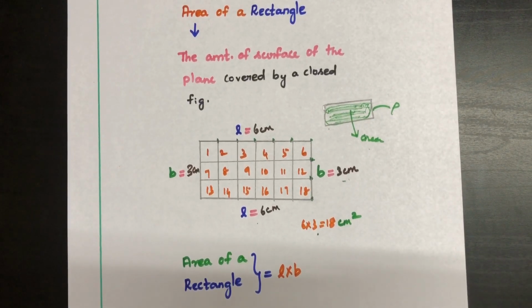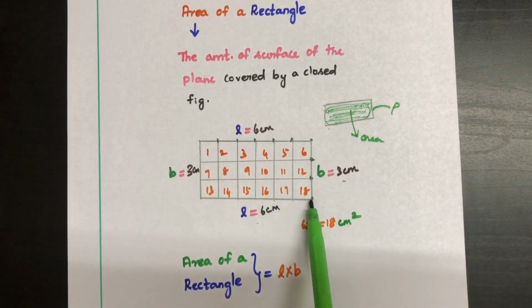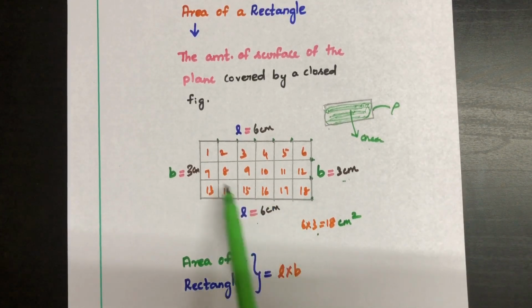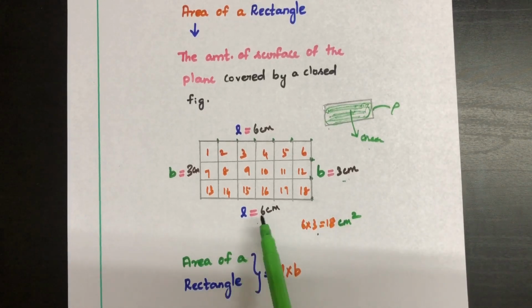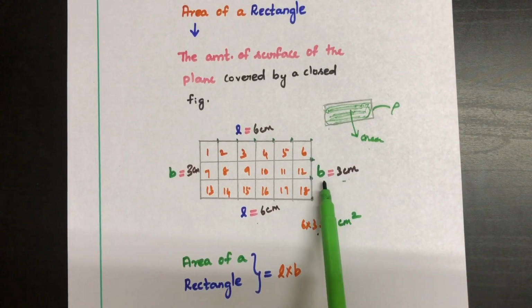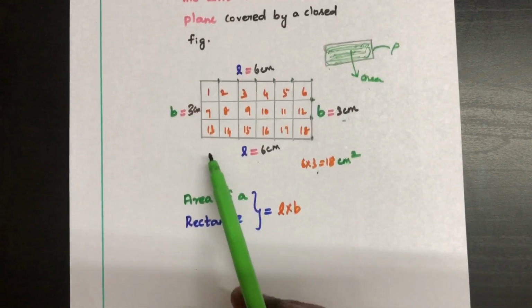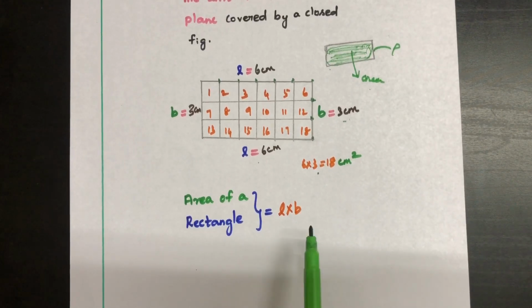For any rectangle, if you divide the length into 1 centimeter and similarly the breadth into 1 centimeter and make squares like that, counting the squares from top to bottom gives you the area of the rectangle. So instead of doing it like this, the formula is L into B. If you multiply the length with the breadth, it gives you the area of the rectangle. So the general formula for the area of a rectangle is length into breadth. That's all. It's very easy.